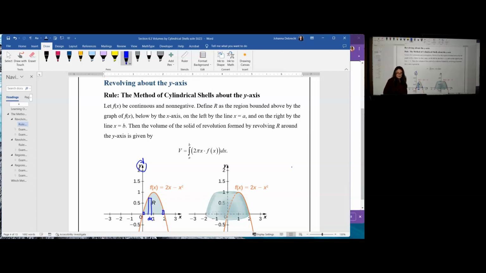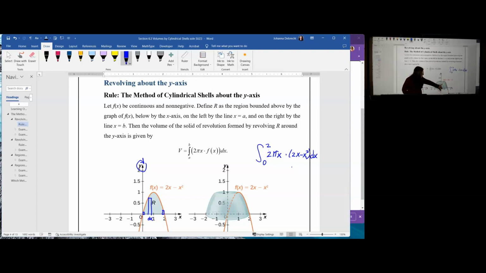If we wanted to write this one down fully, we would then have the integral from 0 to 2 of 2 pi x, that's the circumference, times the height, which is 2x minus x squared, with the differential dx. In order to integrate, we simply multiply it out and then apply the rules that we've already learned. This would give us the volume of the solid, which you see created here on the right.